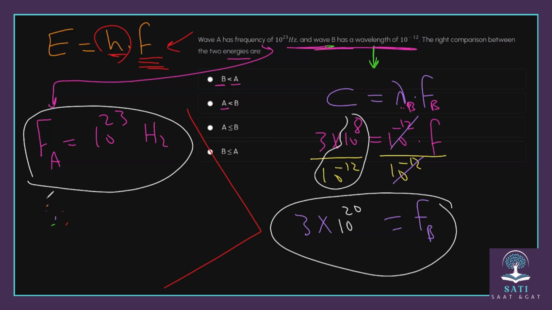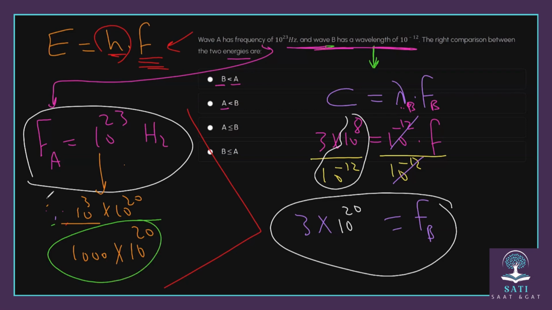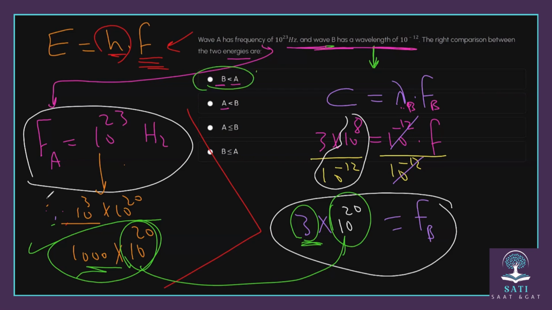Look, I can rewrite 10 to the power of 23 to be 10 to the power of 3 times 10 to the power of 20. Yes, I have the right to do that. And here 10 to the power of 3 means 1,000. So 1,000 times 10 to the power of 20. Now, if you compare, which one is greater: 1,000 times 10 to the power of 20, or just 3 times 10 to the power of 20? Same powers, but here times 3 and here times 1,000. So this one is greater. So A is greater. Which choice says A is greater? It is choice A.